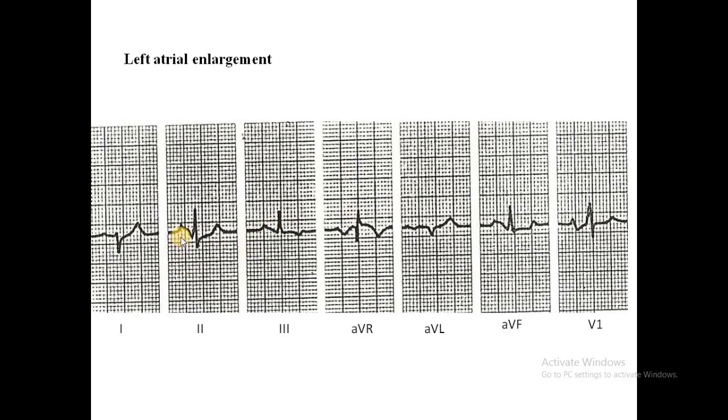You just see lead 2 where the width of the P wave has enlarged, or the duration of the P wave has increased. You just see the V1 where you can see the duration of the P wave has increased, and also it is more than 0.1 millivolt and more than 0.04 second. So this is the way the P wave will look like in cases of left atrial enlargement.